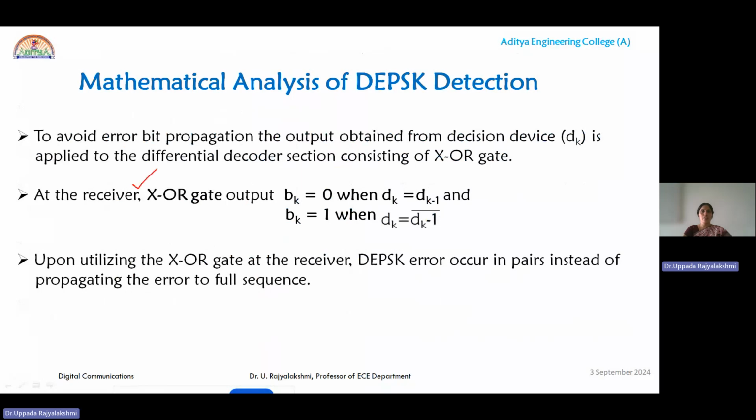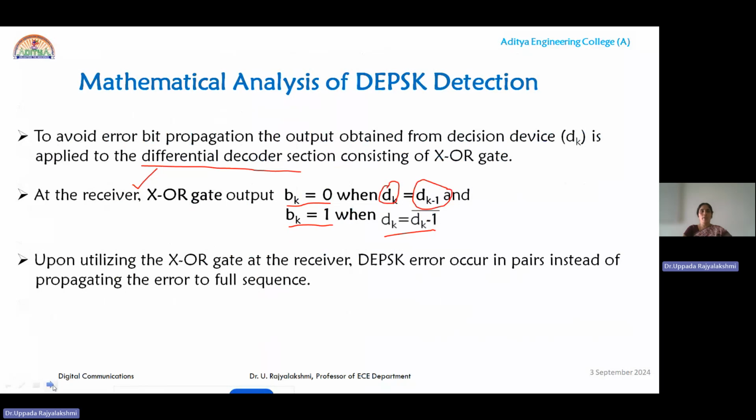This is called the differential decoder section, consisting of an XOR gate having the inputs as dk and dk minus 1, where dk minus 1 is a 1-bit right shifted sequence of dk. When both are the same, the output data bit is 0. When both are different, the demodulated output is 1.